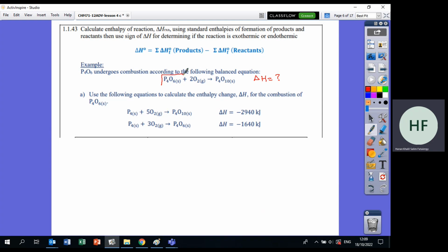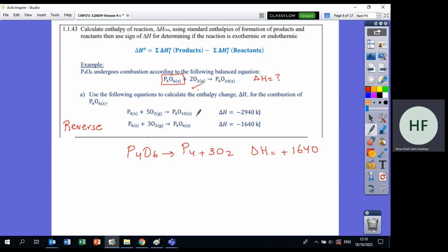I want P4O6. Where is it here? Okay, I want the coefficient to be 1, and here the coefficient is 1. But this is a product, and I want it to be a reactant. So what will I do with this? I will reverse this reaction. Okay, when I reverse it, it will be P4O6 will give me P4 plus 3O2, and delta H will be plus 1640. I reverse the sign.